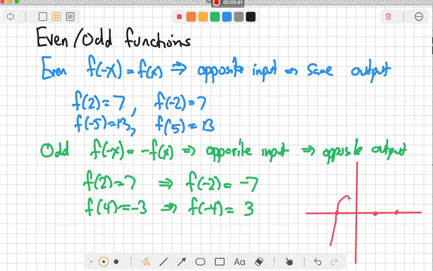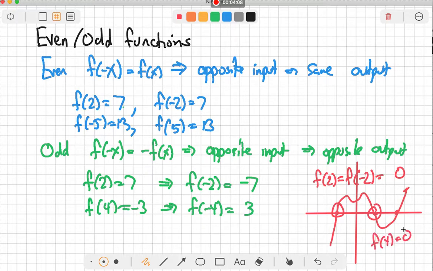If I had a function that worked like this, I can look at this. F of 2 equals f of negative 2, which equals 0. So if I plug in 2, negative 2, yeah, it looks even. But if I plugged in f of 4 equals 0, but f of negative 4, that's somewhere way down here, equals negative something or another. It's obviously not 0, so it fails. So we can't just check with one point. We need another way to do that.